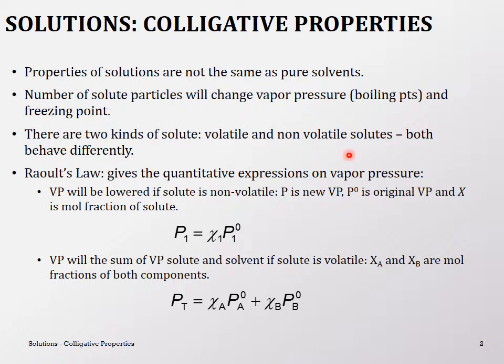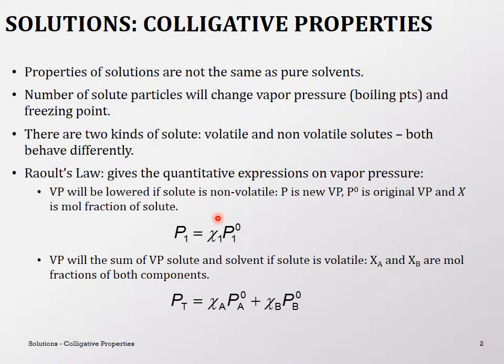Non-volatile solutes will be like the ionic compounds sodium chloride, potassium bromide, sodium hydroxide. All of these are considered to be non-volatile solutes because they don't evaporate, because they have very high boiling points. So you have the volatile and non-volatile kinds of solutes, and of course both of them behave differently, which is why we're talking about this. The colligative properties are actually given by what we call Raoult's law. With Raoult's law, you can calculate how much the boiling point or freezing point is going to change.